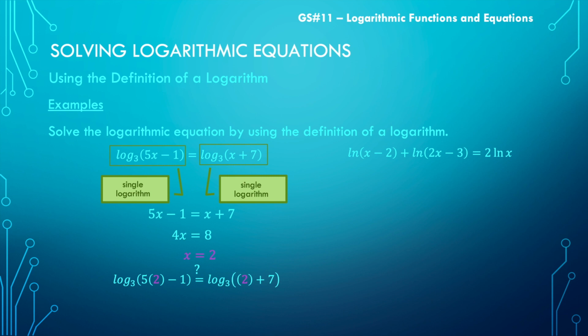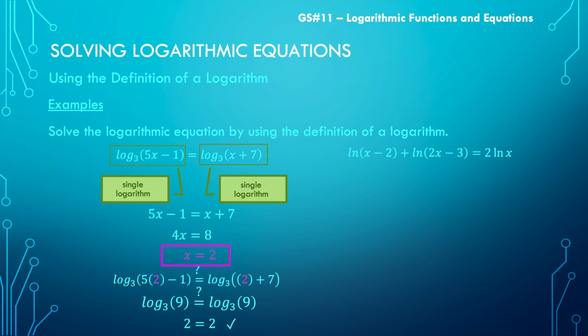If you sub in that 2 in every place there is an x, notice that I've got log base 3 of 5 times 2 minus 1, which will be log base 3 of 9. And we want to know if that's equal to log base 3 of 2 plus 7, which is also log base 3 of 9. And we know that log base 3 of 9 is 2. So 2 is equal to 2, which means we have a good answer.